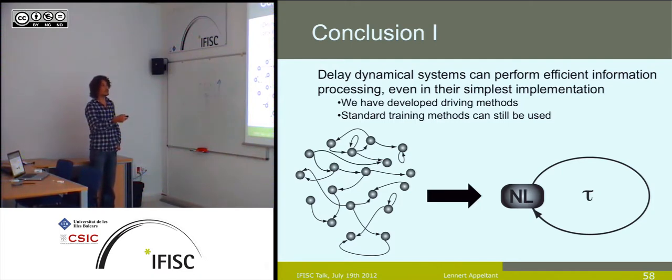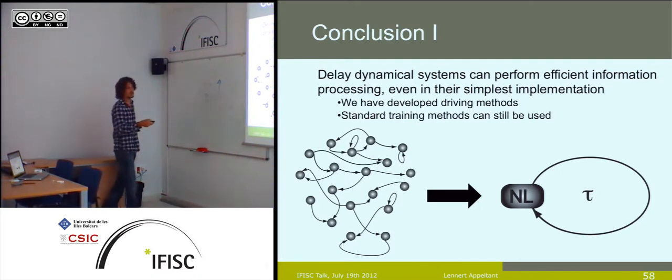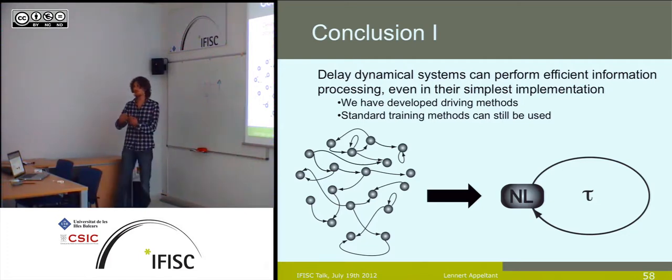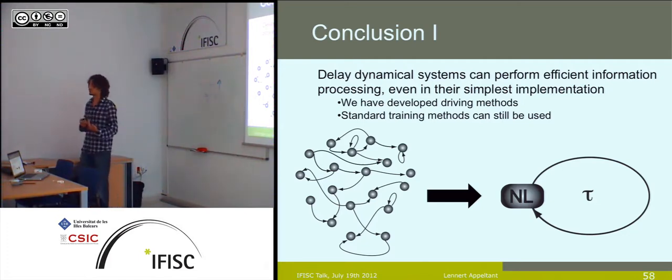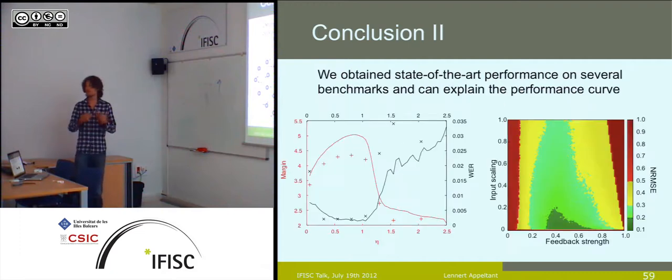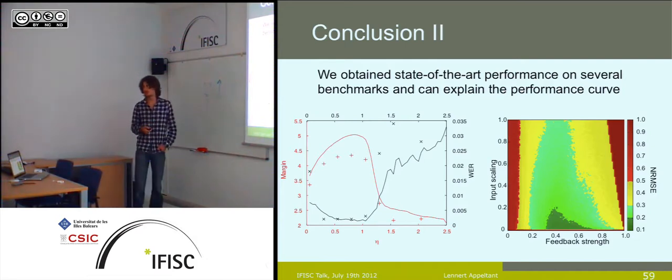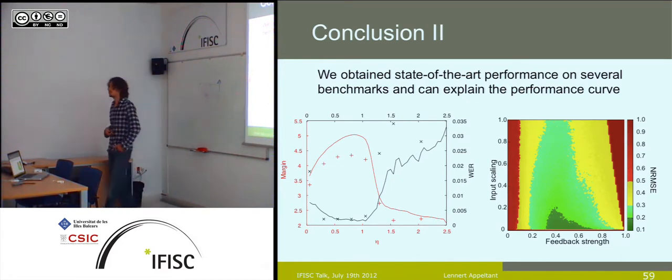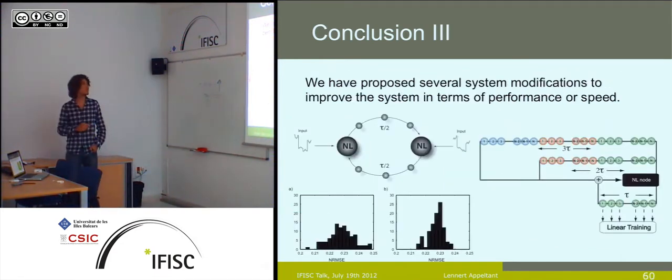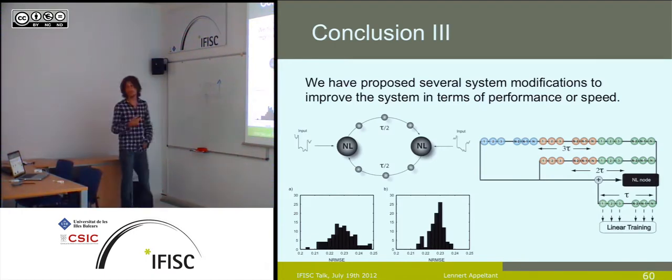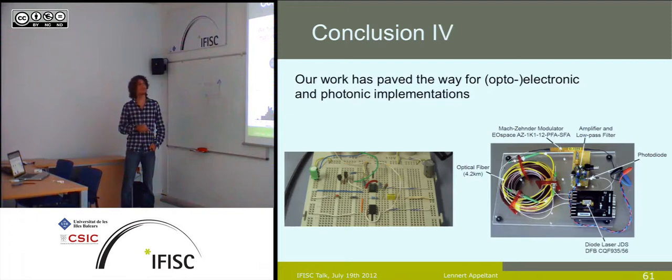We still use standard training methods, and we have developed ways to drive the system using the virtual nodes with the masking procedure, discrete processing, and creating a virtual interconnection structure. Not only have we achieved state-of-the-art results, we can also explain them. We can explain the effects of noise. We can explain why exactly we find the region of good performance here using these task-independent properties. And we have proposed several system modifications to improve the system in terms of speed or performance.